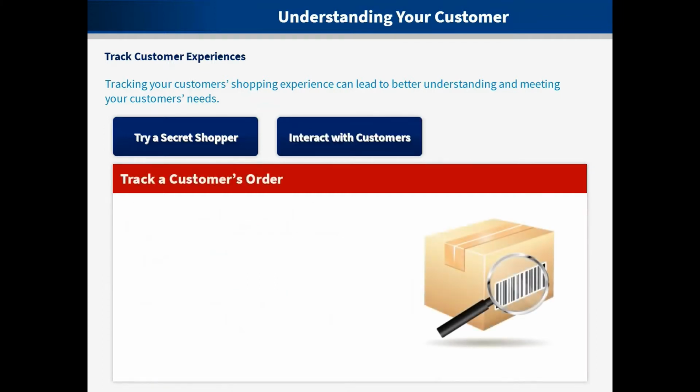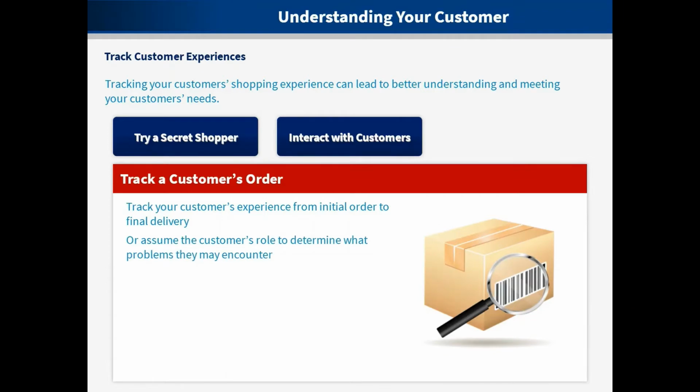Follow a customer's order. Track the progress of a customer's order from initial placement to final delivery. If you are just getting started or can't duplicate the customer experience for other reasons, role-play a customer to determine what the experience might be. Will there be someone to help with a specific problem? Are there issues with delivery or support?